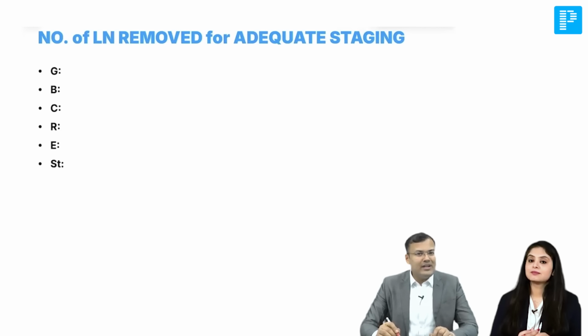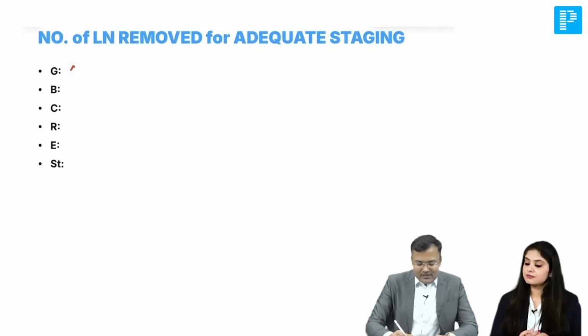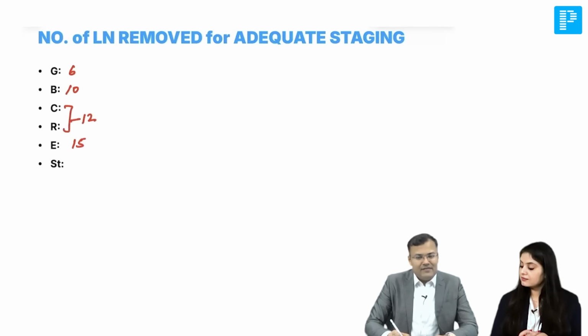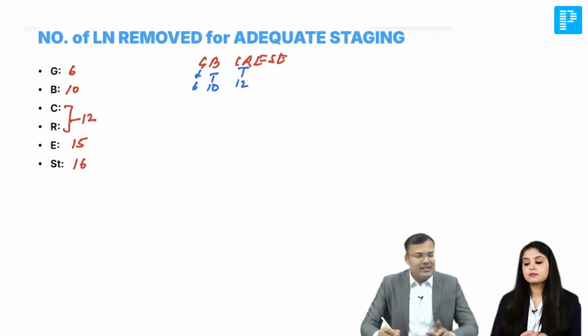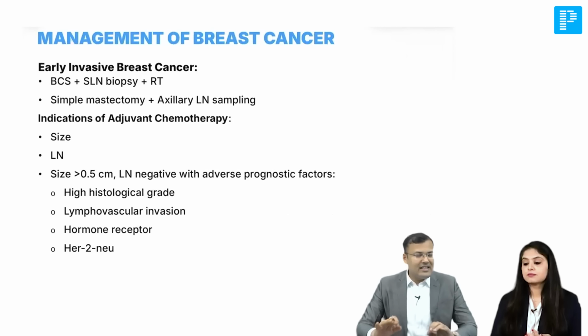And how to remember, the mnemonic is GB CREST. In gallbladder 6, breast 10, colon rectum 12, esophagus 15, stomach 16. So how to remember, guys? Mnemonic is GB CREST. I'm repeating: in gallbladder, how many minimum lymph nodes? 6, breast 10, colon rectum 12. This was the question in exam. In carcinoma rectum, minimum number of lymph nodes removed for adequate staging is 12, esophagus 15, and you must be knowing for stomach 16. The management of breast cancer is just like mathematics.